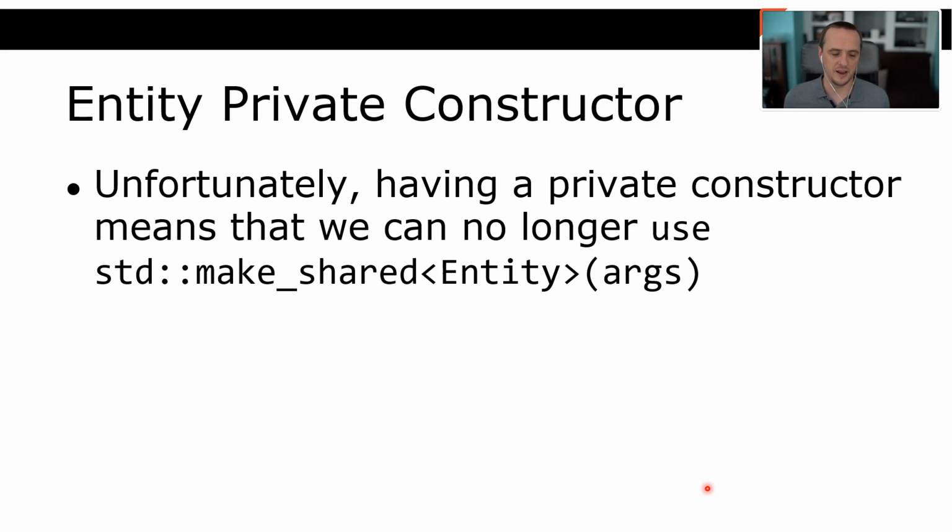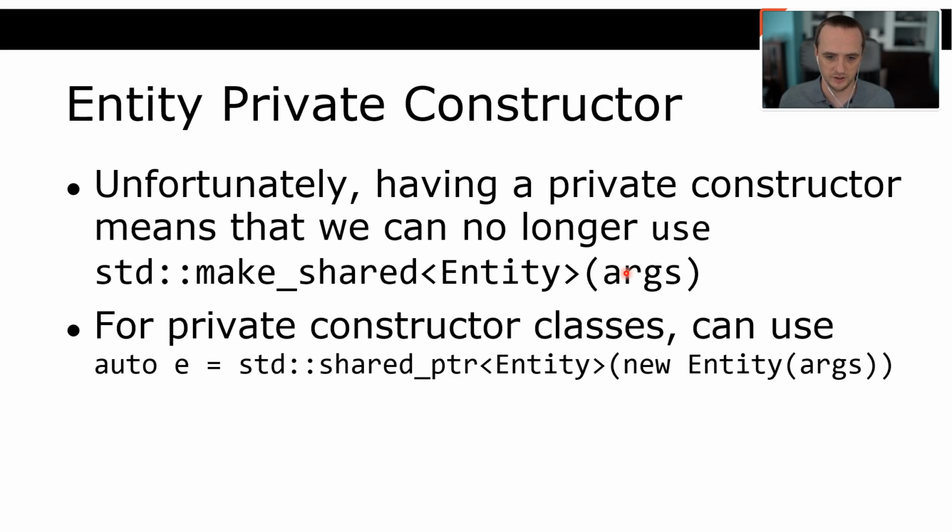Unfortunately, and this annoys me to no end, there's no way around this that I've found that's really nice: if you have a private constructor for a class, you can no longer use standard make_shared, which is the preferred way of creating shared pointers on entities. You have to use the slightly unsafe way of doing it like this. So you can call std::shared_ptr<Entity>, and as the input to the constructor of the shared pointer of entity, you pass a new entity.